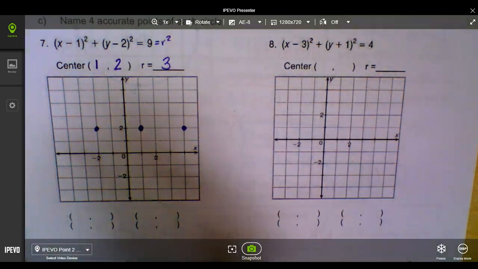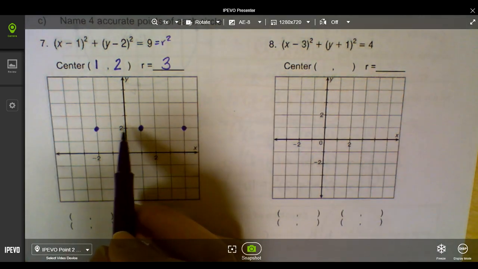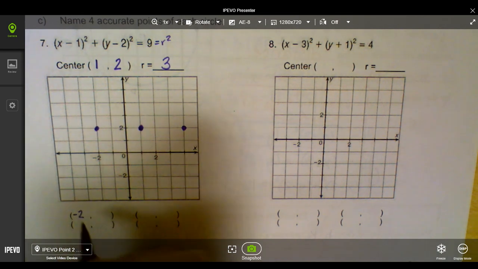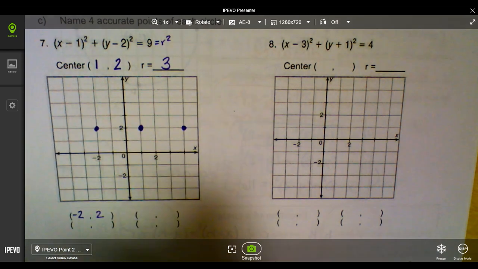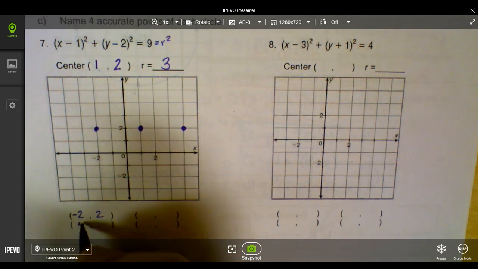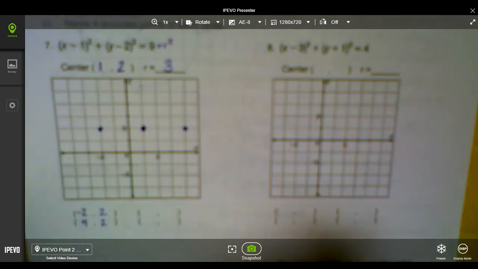All right. So anyway, then we're going to name these points. So 3 to the left, which just means I'm subtracting 3 from 1. So that's going to be -2, and my y stays the same. 3 to the right means I'm adding 3 to this. So that's going to be 4, and the y stays the same.